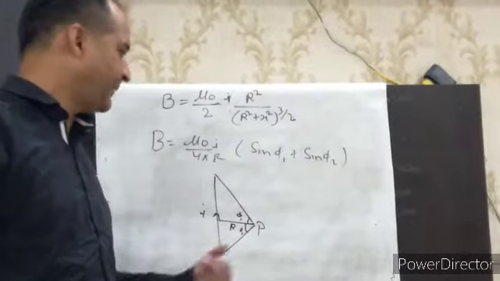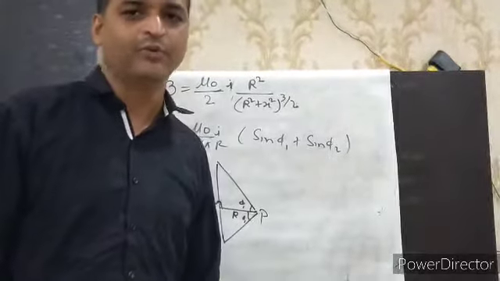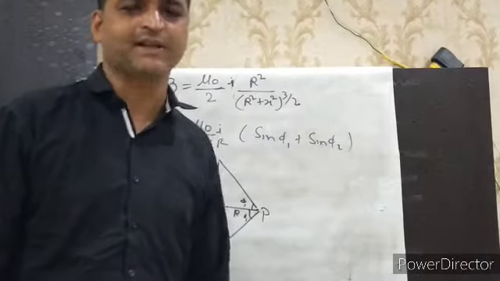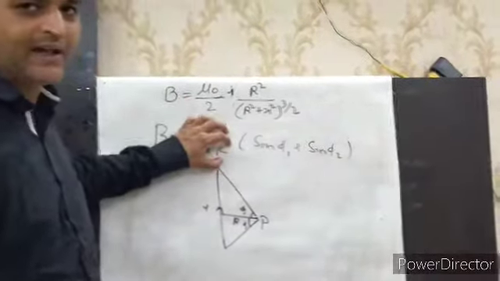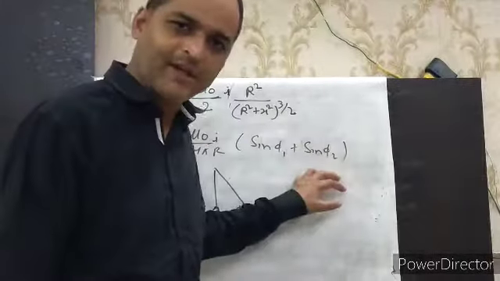Then repeat along with me: mu naught I by 4 pi r, sin phi 1 plus sin phi 2.